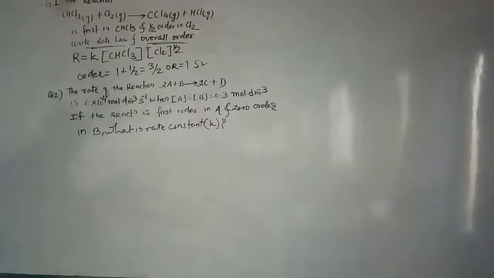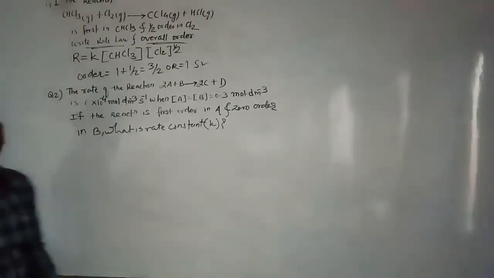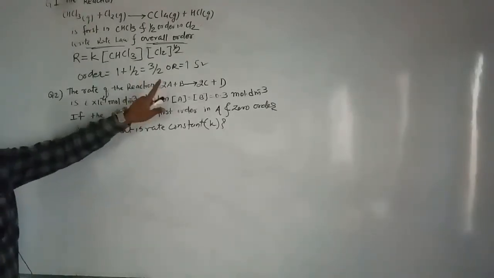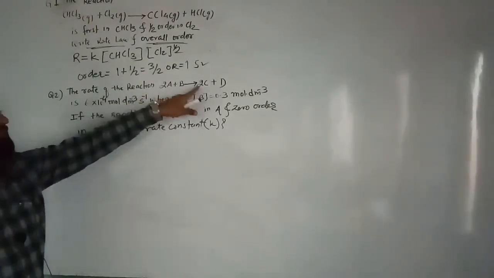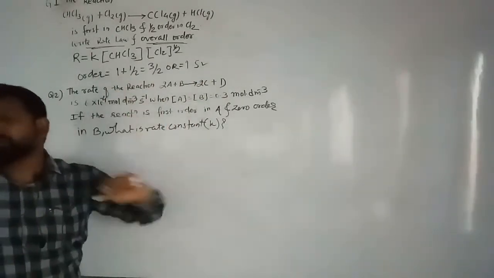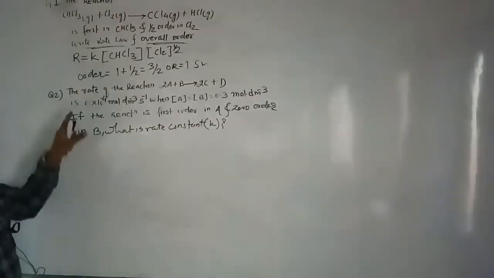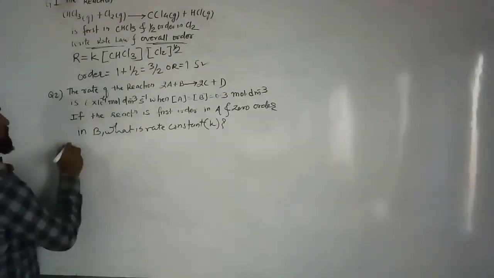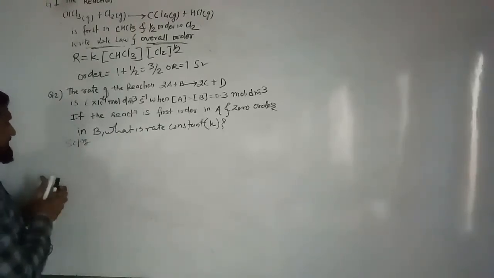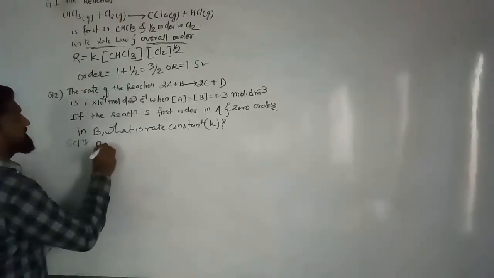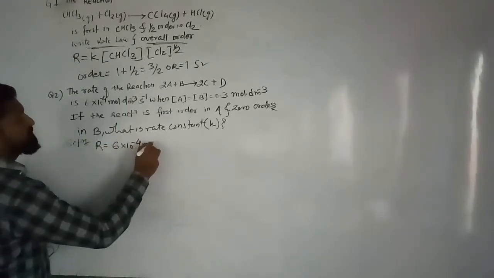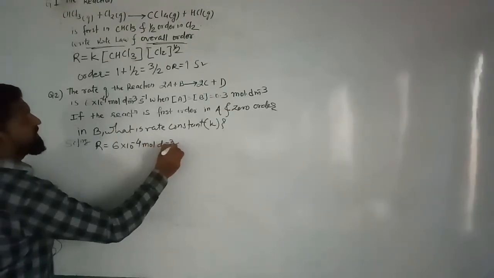Now the next one seems to be very important. It can be asked for 2 marks. The general reaction is 2A + B giving 2C + D. We should not focus even on the product because we are using only the reactants here. The rate of the reaction is given. So solution, see here, first we will write the given data. What is given to you? Here given is R = 6 × 10^-4. What is the unit? Mole per dm cube per second.